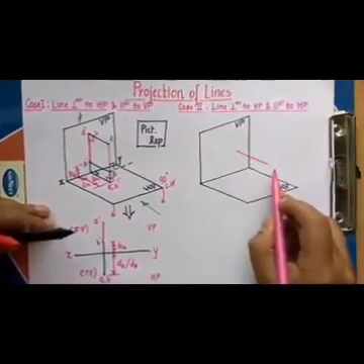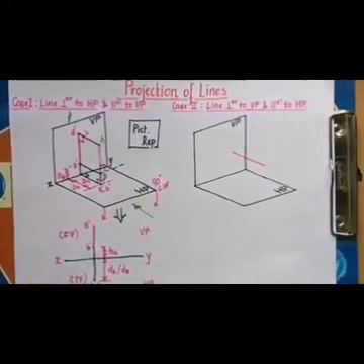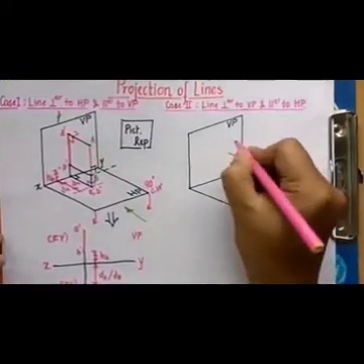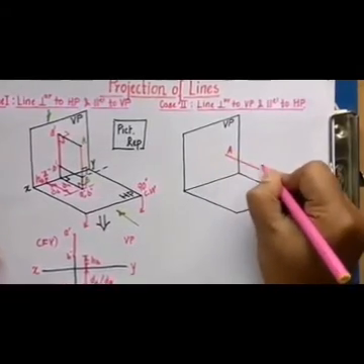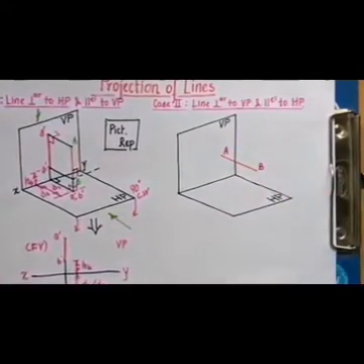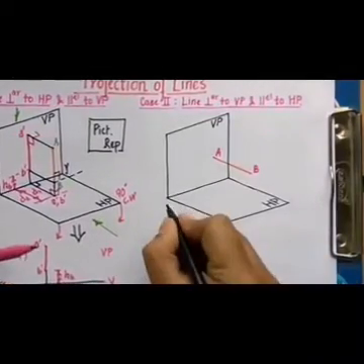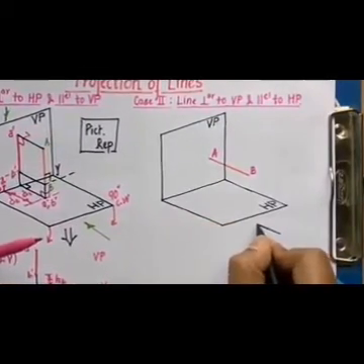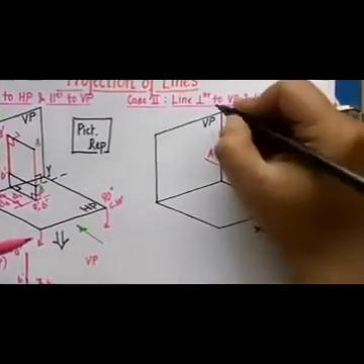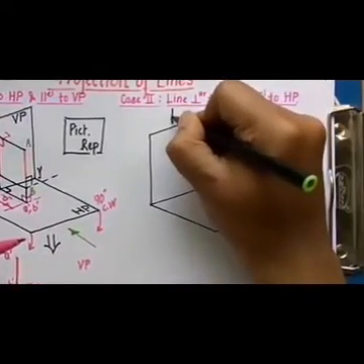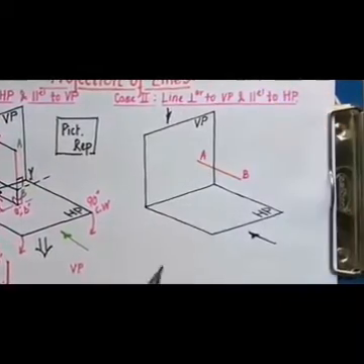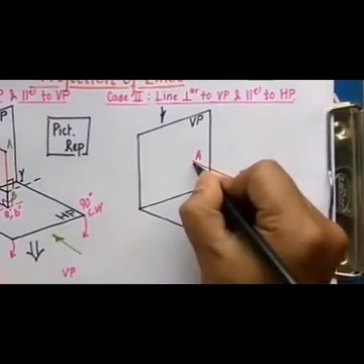In this case we have a line which is perpendicular to the vertical plane and parallel to the horizontal plane. Let us say that the name of this line is A, and this end over here represents point B. Now we are going to look at this line in 2 different ways. One is to look at this line right from the front, and at the same time we are going to look at this line right from the top.